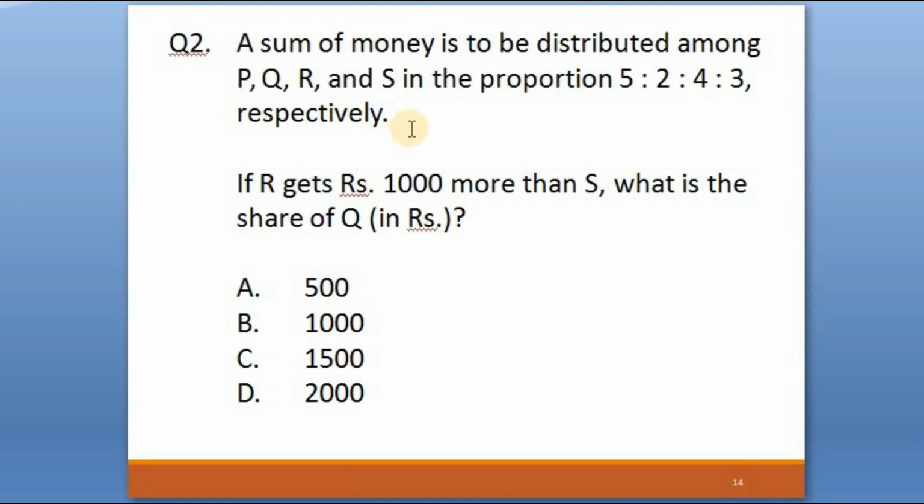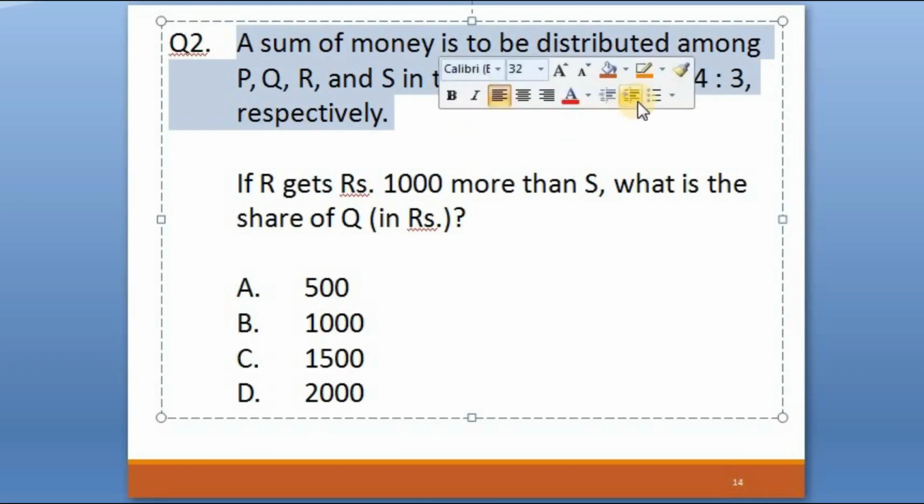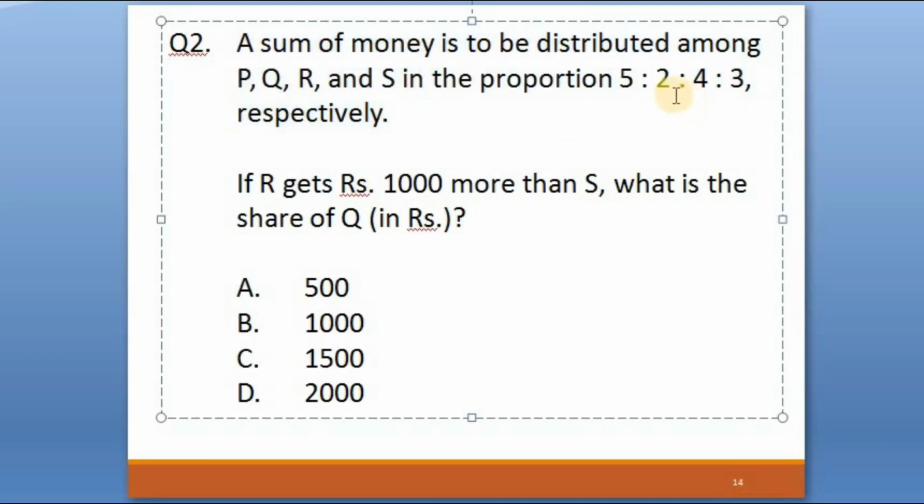A sum of money is to be distributed among P, Q, R and S in the proportion 5:2:4:3 respectively. If R gets 1000 more than S, what is the share of Q? So this is the question. Now let's move to the solution.